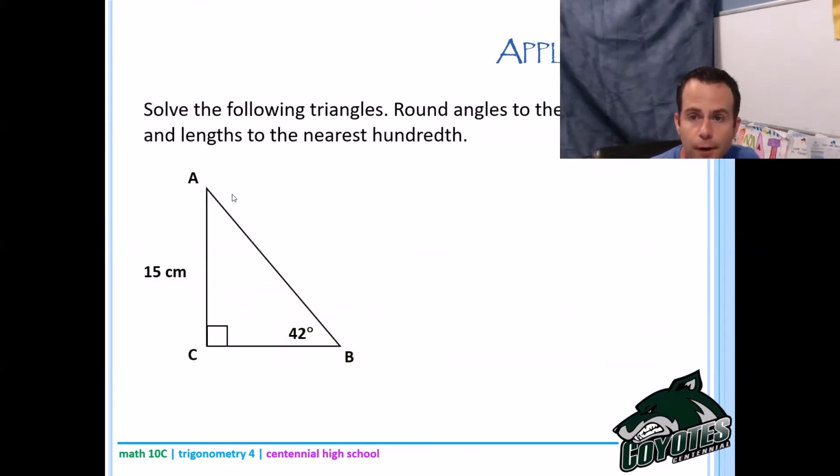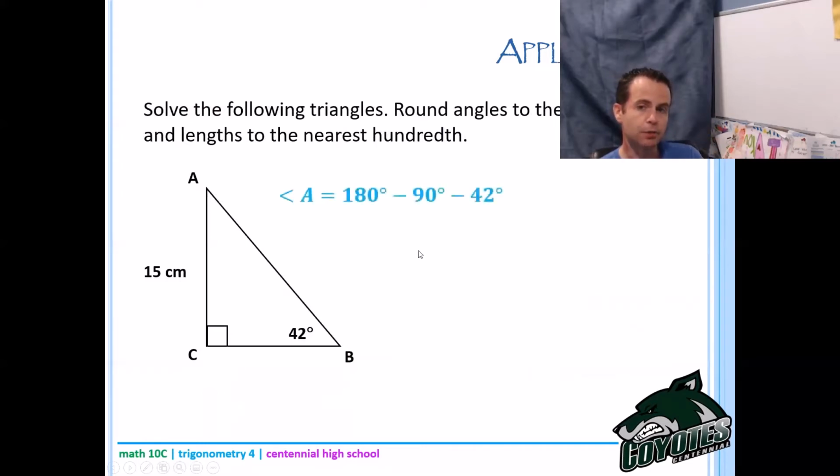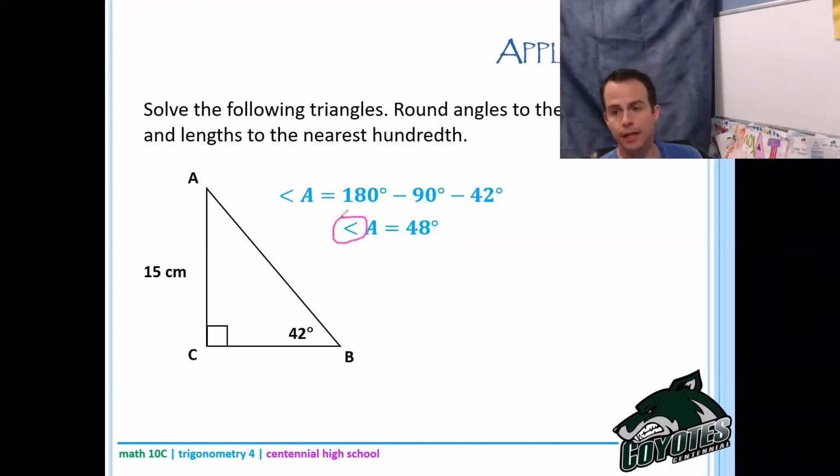Okay, so solve the following triangles: round angles to the nearest degree and lengths to the nearest hundredth. The 3 things I've been given here are the 90-degree angle, the 42 degrees, and the 15 centimeters. It doesn't matter which one I do first. I might solve for angle A first. I know that all angles in a triangle have to add up to 180, so I can just go 180 minus 90 minus 42, and that will give me my angle A. It's important that you are comfortable with this. That little symbol just means the measure of angle A. Angle A equals 48 degrees.